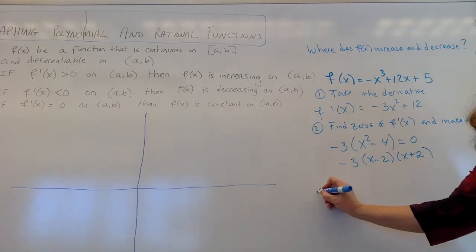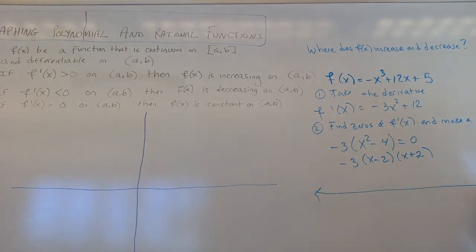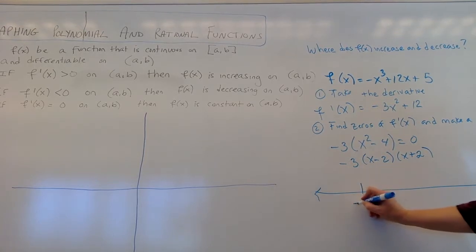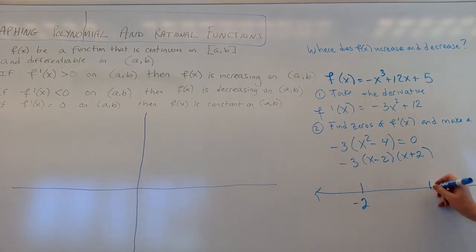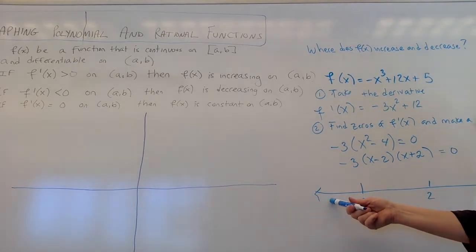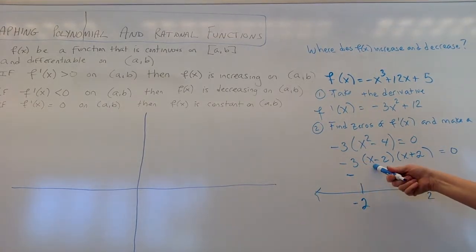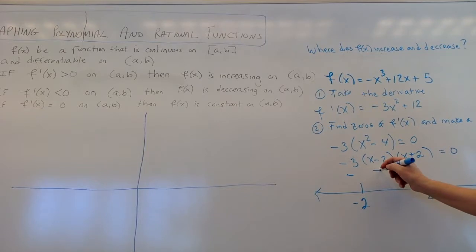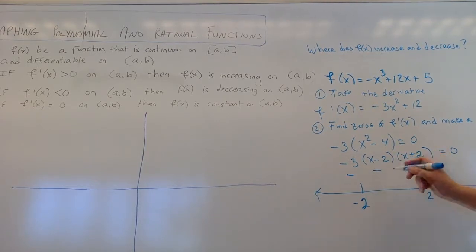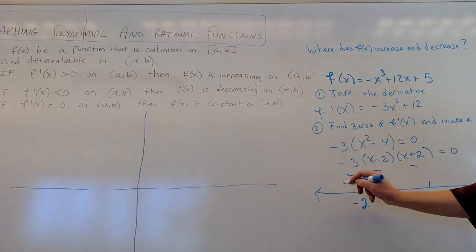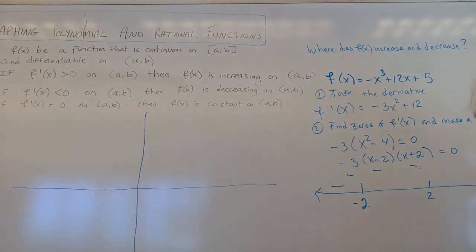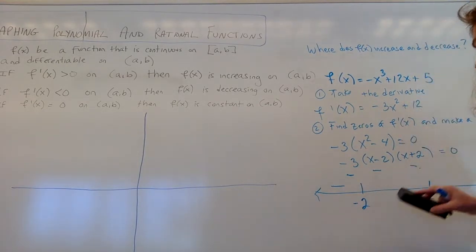So I'm going to make my number line. I'm going to put negative 2 from this one and 2. Now I pick a number in each region. So if I choose negative 5, for example, this is always negative. Negative minus a negative is negative. Negative 5 plus 2 is negative. Negative times a negative times a negative. All my derivative values are negative there.